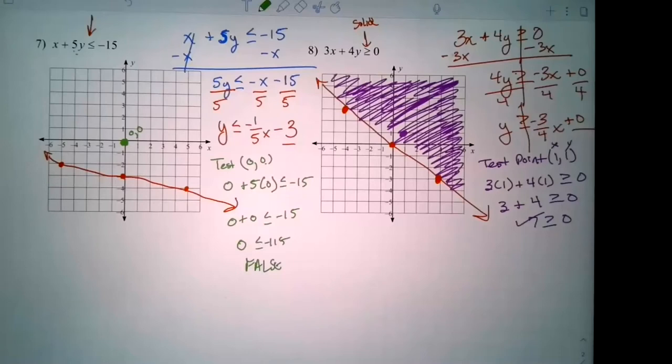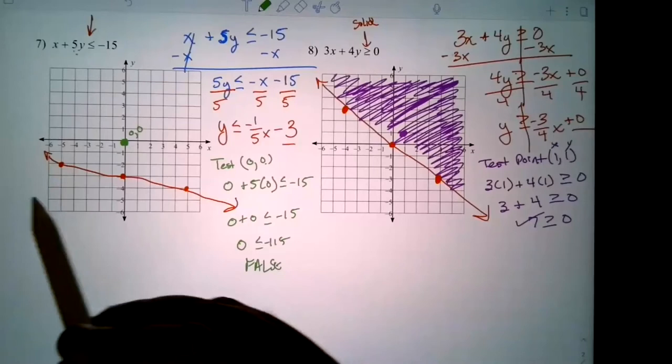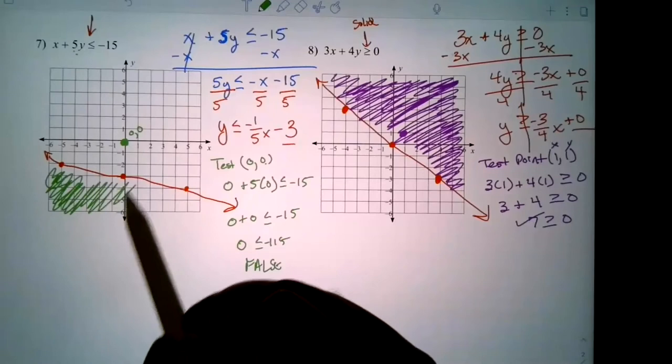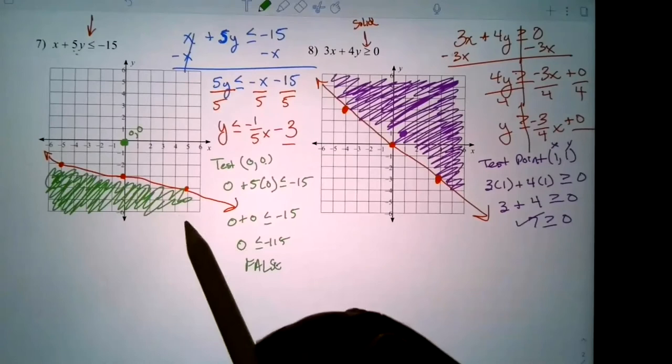All right, so that was false. And so since the point that I tested is on this side, it's false, that means everything on the opposite side is the solution. All right.